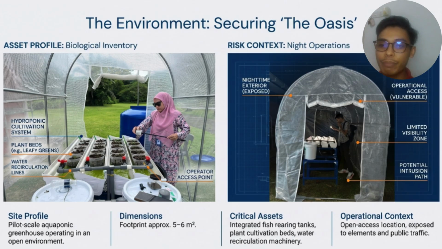Before we go further, let me introduce you to the environment where our system is deployed. So this is the Oasis. The Oasis is a pilot scale aquaponic greenhouse, approximately 5 to 6 square meters, operating in an open environment. This system integrates fish rearing, plant cultivation, and water recirculation. However, during night operations, the greenhouse is exposed with limited visibility and open access. These make it vulnerable to unauthorized entry, physical disturbance, and tampering, especially when no operator is present.